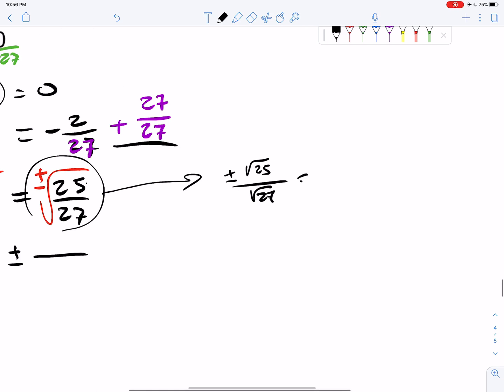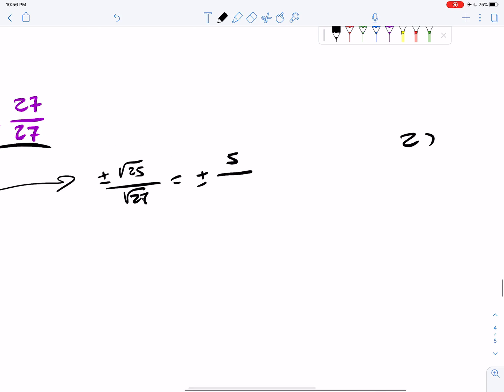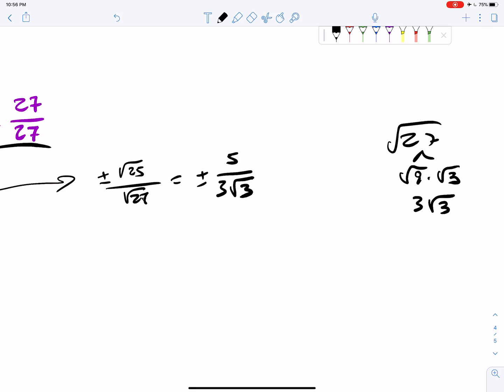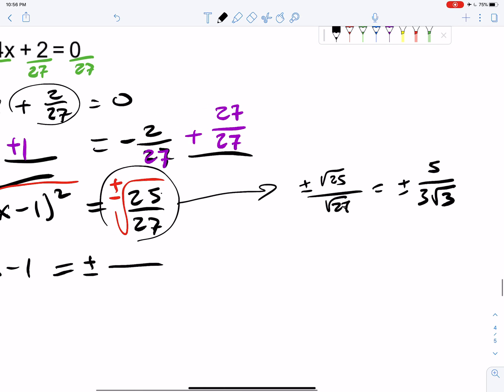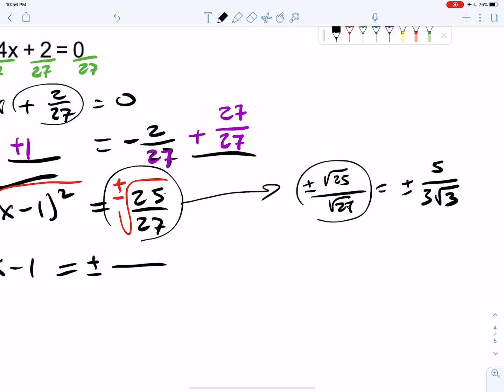So look at this scratch work here. Plus or minus, of course, that's 5 up top. What about 27? Well, 27 is just, that's a nice perfect square, right? Square root of 27, that's the square root of 9 times the square root of 3. Square root of 9 is 3. So square root of 27 is just 3 root 3. So I just simplified that down a little bit for us. So now this became this, which simplified to this.